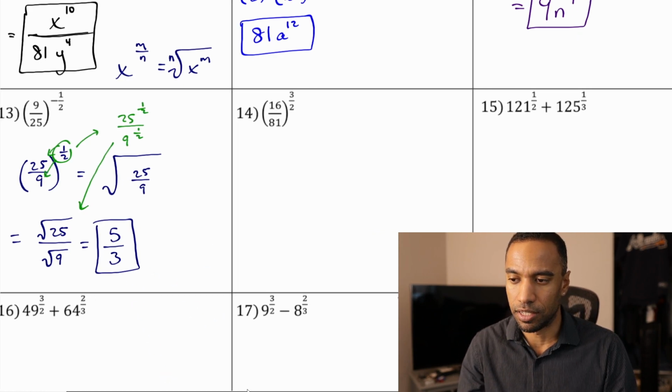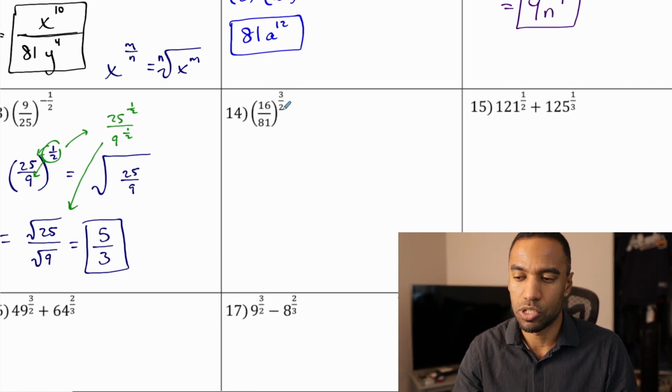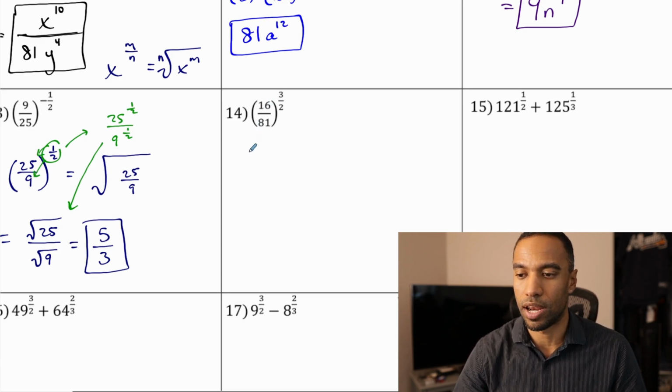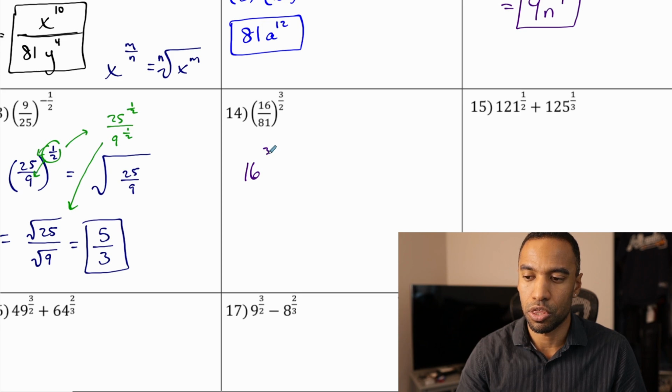Number 14. More of the same, only now the rational exponent is positive, so there's nothing to flip. We'll leave them as they are. And I can go straight up into this one. I'll do that opposite approach that I did last time. 16 to the 3/2 power divided by 81 to the 3/2 power.